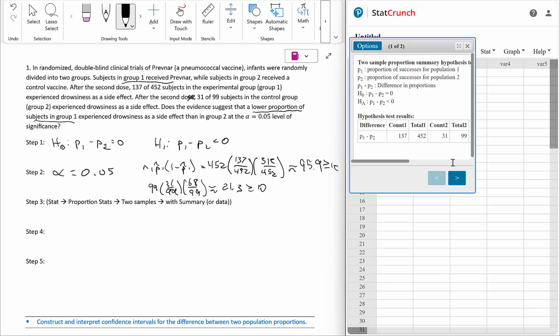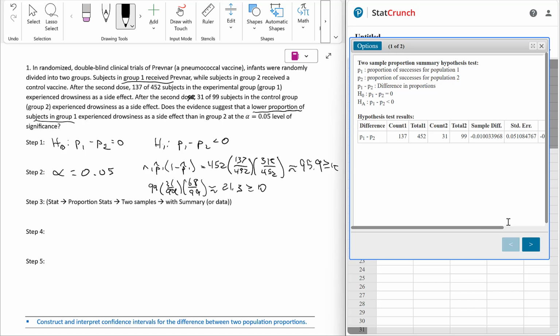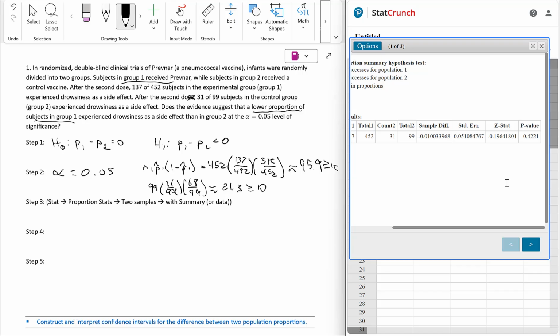We've got our test results on the first page of the output here. We can see our z stat there. So here we have our z naught would be a negative 0.2. If we round up, that 6 would push the 9 up, makes us a 0.20 generally. And then our p-value for step 4 would be 0.4221. Which is not less than 0.05, our alpha.